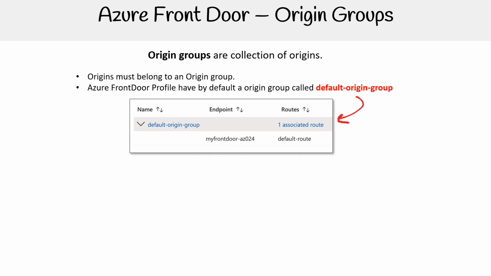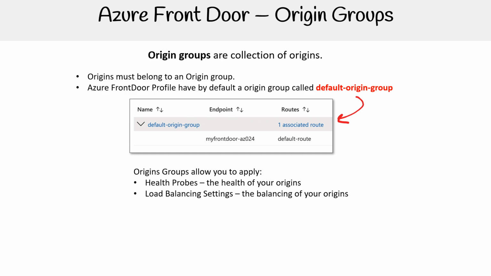So a few other things you need to know, because there's more than just grouping. It's the fact that you can apply things to that group. And the two things you can apply are health probes to check the health of your origins, and load balancing settings to determine the balancing of your origins.